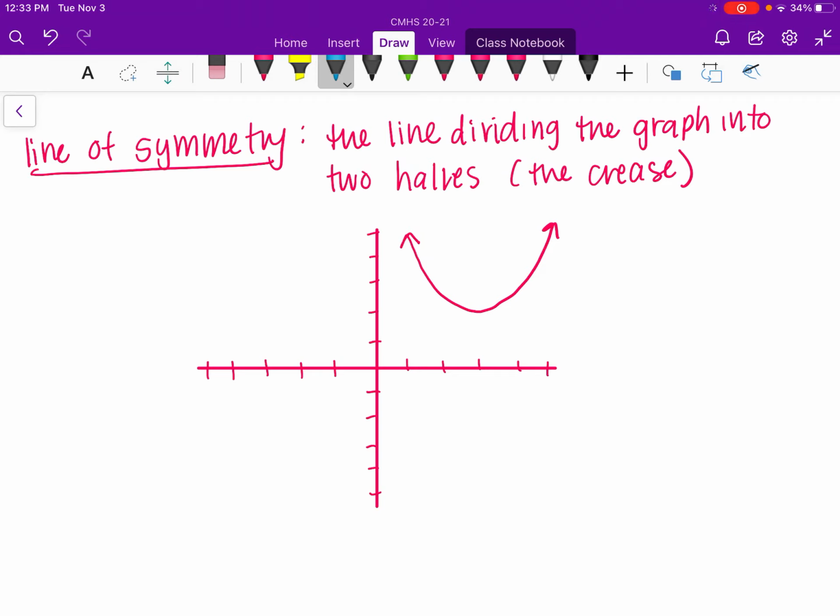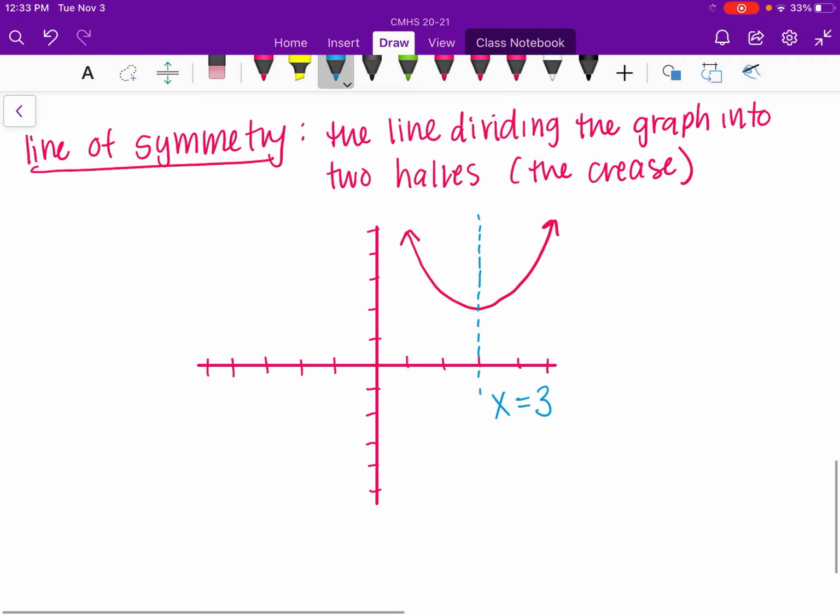So can I fold this in half and it looks like itself? Absolutely. Where would the crease be? So basically you just draw a line to the middle, and there's the crease. And the equation of this line is, it's on the x-axis, so it is x equals, and that is the point 3. So x equals 3. That is that line right there. So yes, it does have line symmetry, and the line of symmetry is x equals 3.